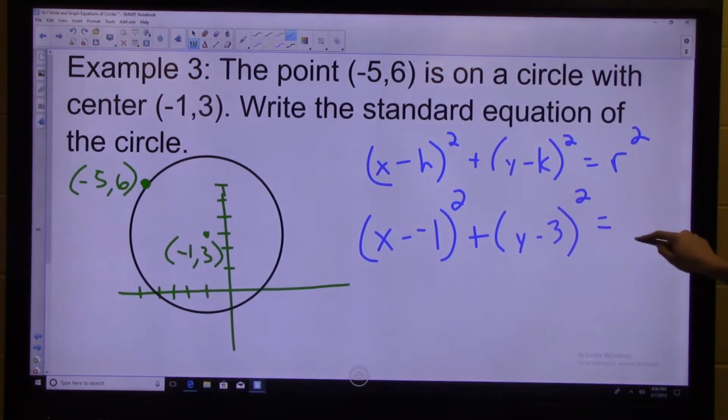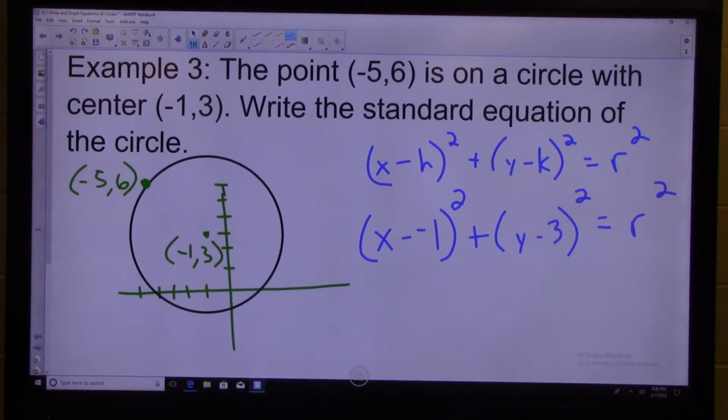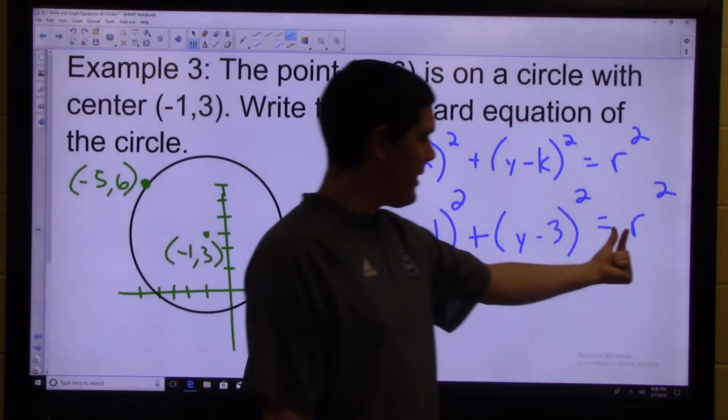And the problem lies, I don't know what my radius is. So that's why this problem is a little bit different than the last one we did. Last one, it gave us the radius, no problem, we just got to plug it in. This time we're going to have to figure out what the radius is. We're almost there. We got one thing to solve for. Once we solve for that, we're done.